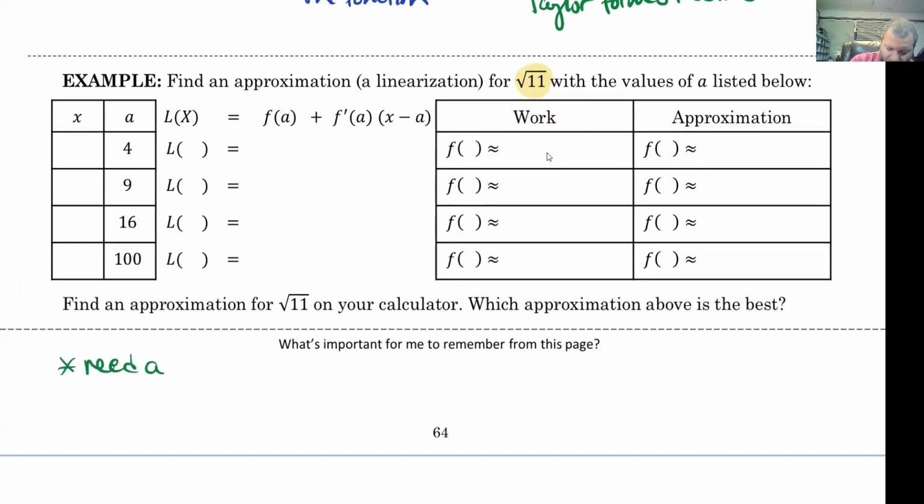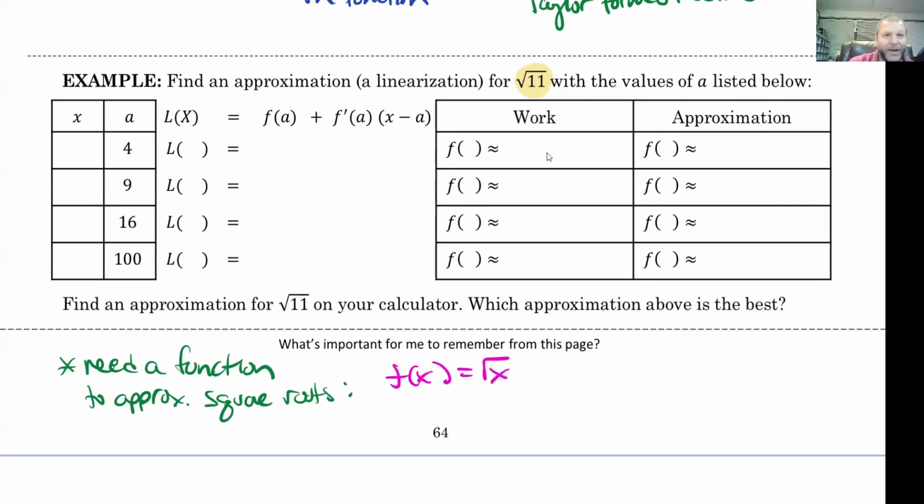So I need a function to approximate square roots. Well, that's going to be easy, right? The function that best approximates square roots is going to be the square root operation. So we can say that f of x equals the square root of x.